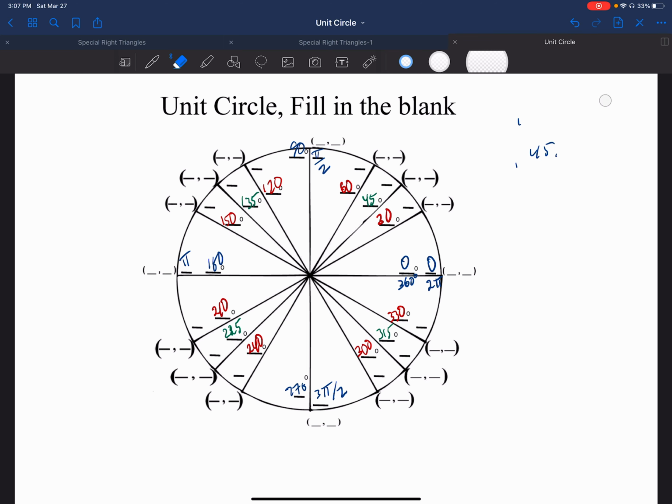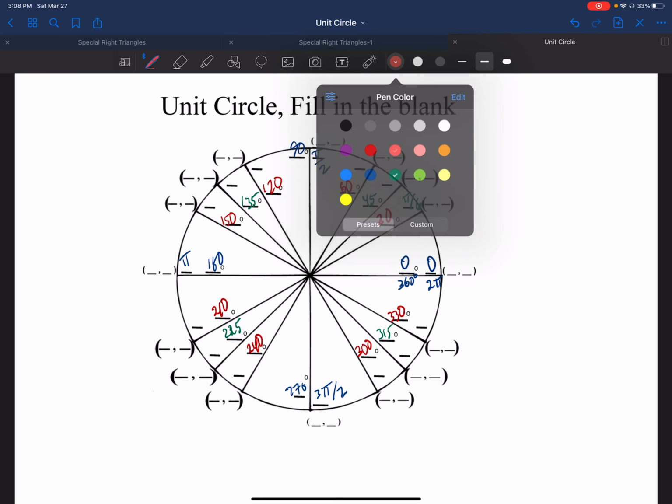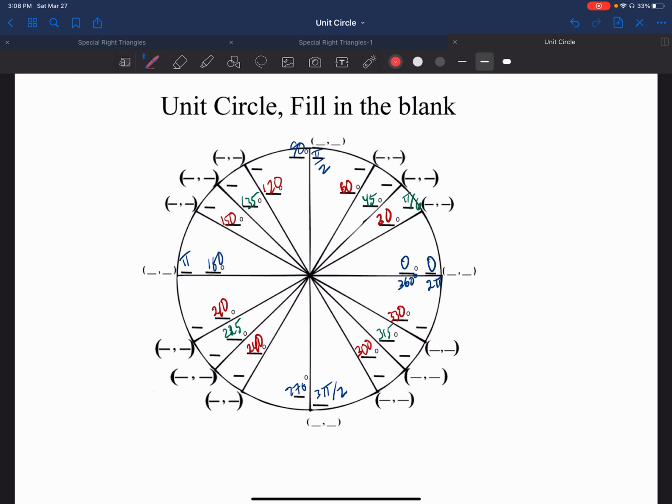I'm going to erase this information. Now I'm going to do it in radians. You can actually compute the measurements from degrees to radians using the proportions like we learned in class. So I know that 30 degrees is going to be pi over 6. I know that 45 degrees is going to be pi over 4. And then I know that 60 degrees is going to be pi over 3.